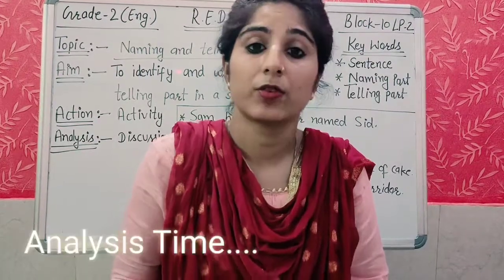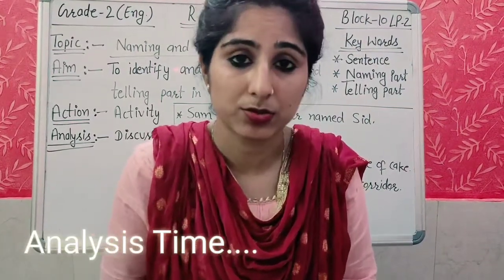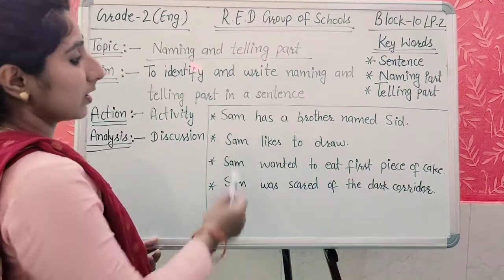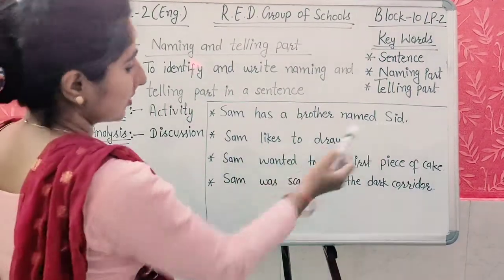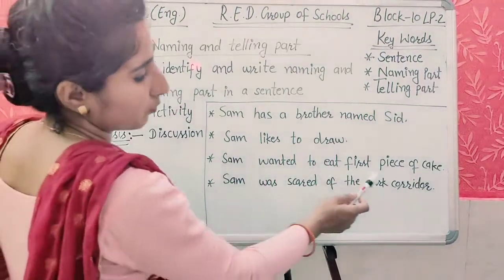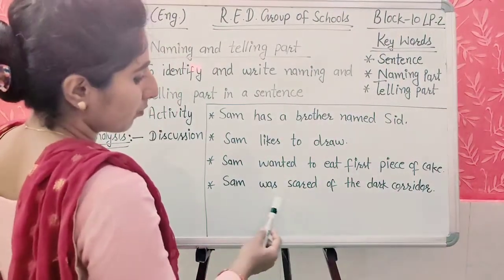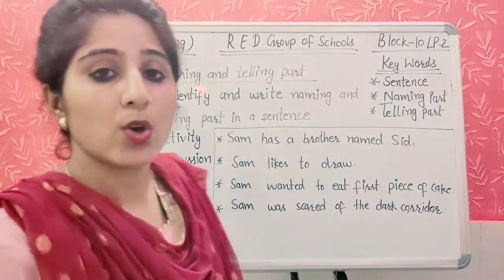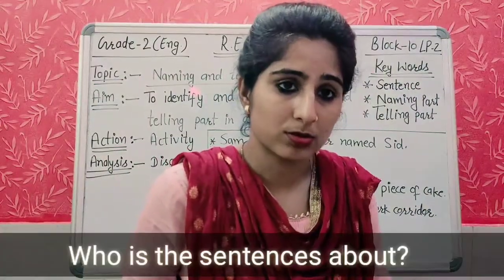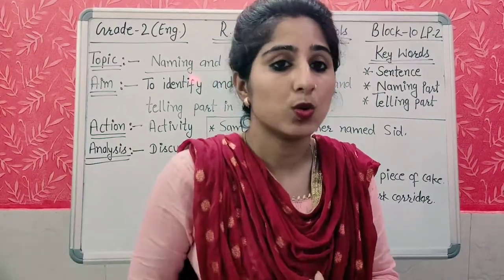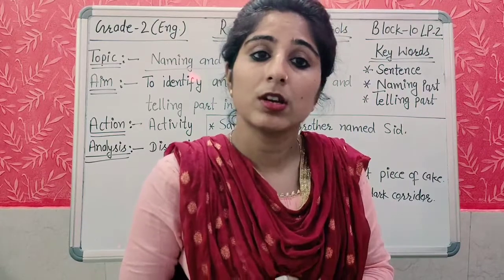Students, now it is time for analysis. I am going to ask some questions to you. Please students, look at these sentences and read them aloud. Sam has a brother named Sid. Sam likes to draw. Sam wanted to eat first piece of cake. Sam was scared of the dark corridor. Okay students, now tell me, who are the sentences about? About whom are these sentences written? Right, all these sentences are written about Sam.